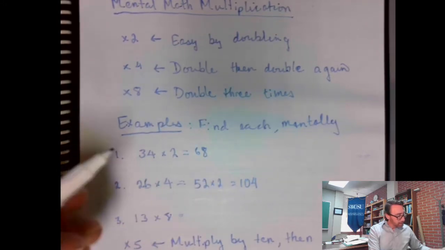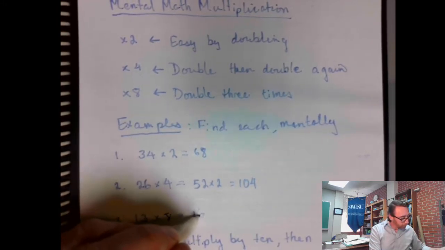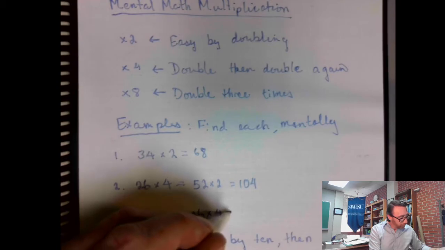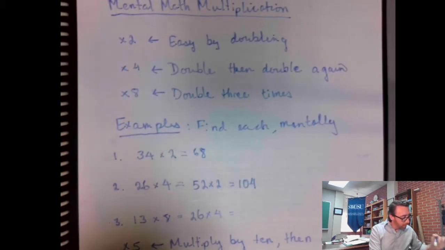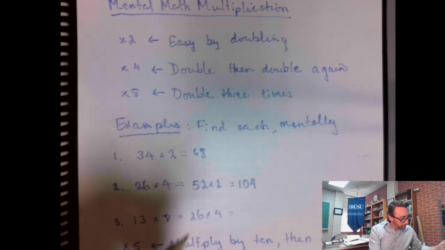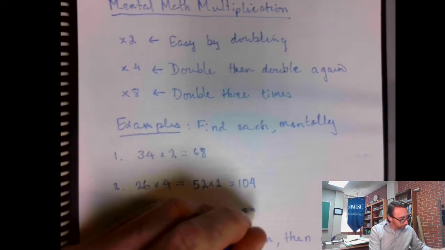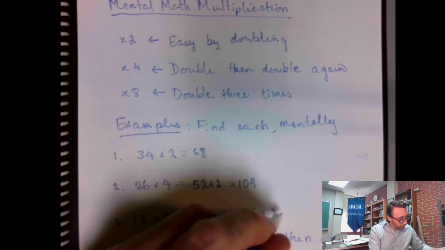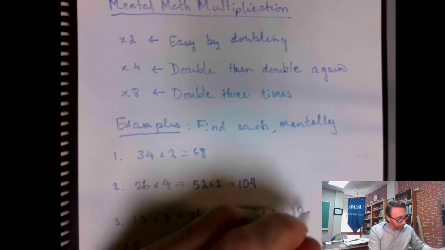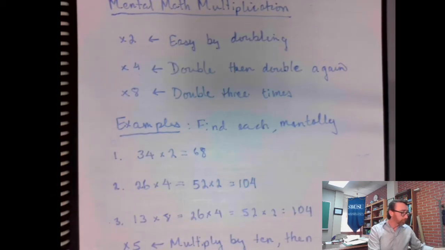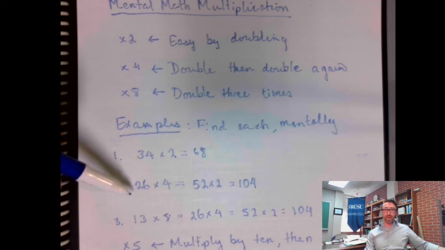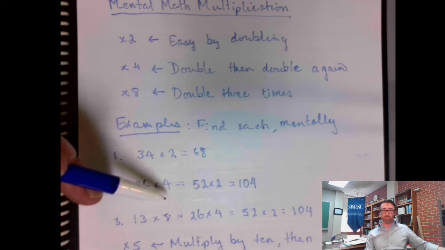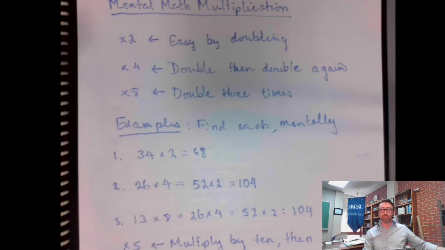13 times 8, we double, so that's 26. We double again, and we finally double a third time, also getting 104. Okay, notice if I take a factor of 2 out of the 26 and multiply by the 4, I would get 8. So it does make sense that these two problems give us the same answer.